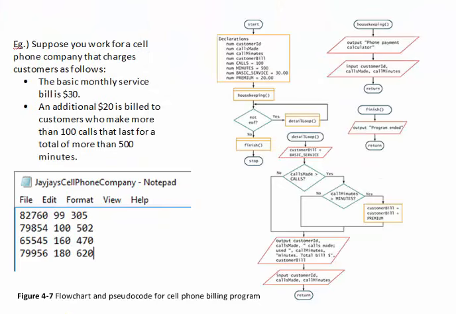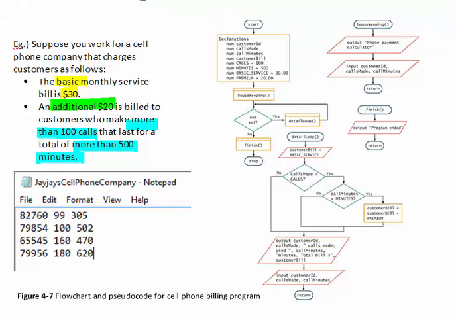All right, let's have a look at figure 4.7, the flowchart for the self-earned billing program. We're going to call it JJ Self-Earned Company, and we are given a basic monthly service of $30. An additional bill is going to be billed to customers who make more than 100 calls and more than 500 minutes. Both of those together will get an additional $20.